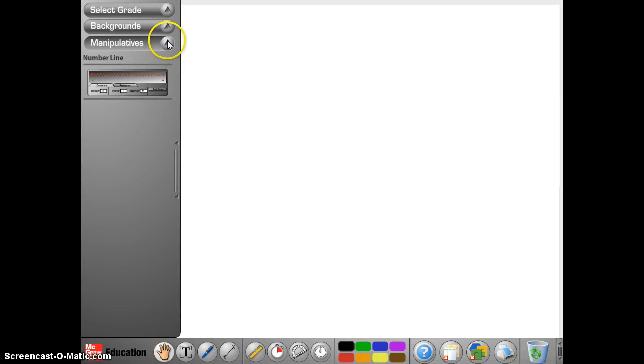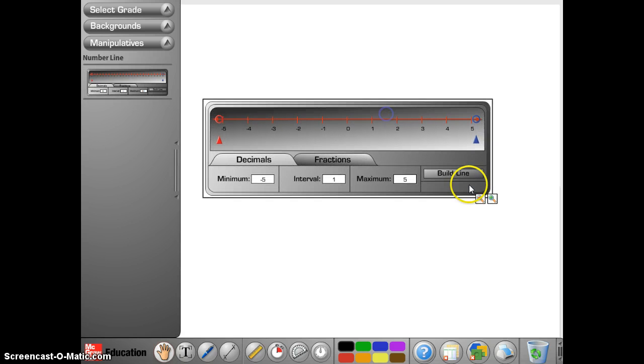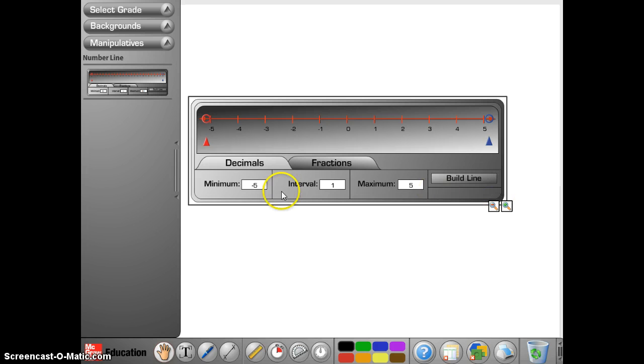So here students have selected the number line. They can drag it onto the display, make it a little bigger if they want. Here we want to set the minimum at 0, the maximum at 6, so we can see 5.9, and our interval by 1/10. That's the smallest interval we can use, so we can build our line.